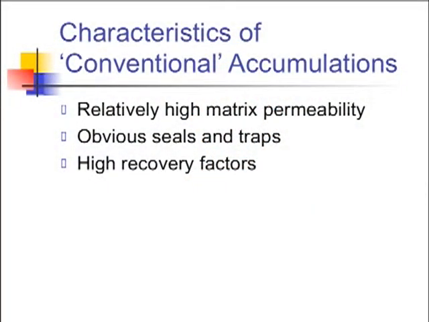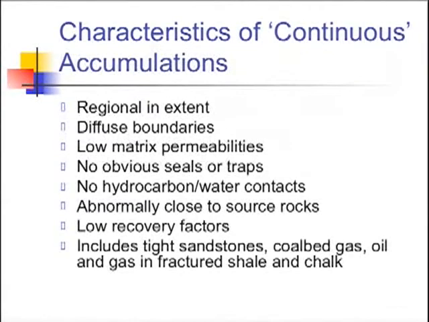A conventional accumulation is characterized by having a relatively higher matrix permeability. It has obvious seals and traps, as I illustrated on the previous slide. It tends to have relatively higher recovery factors. By contrast, the continuous accumulation tends to be regional in extent. It has diffuse, ill-defined boundaries. It tends to have relatively lower matrix permeabilities, and no obvious seals or traps.